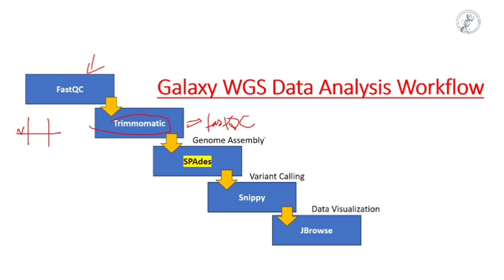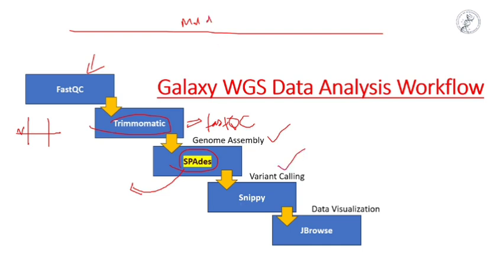Then we will go for the genome assembly using a reference genome. Usually in Galaxy, we use the tool called SPAdes. SPAdes is the tool which is used for genome assembly, and the genome will be assembled against a reference genome. And after the assembly, once we have the whole genome sequence, we can go for finding out mutations in this genome. This is called variant calling.